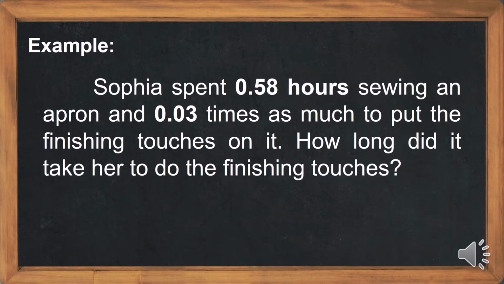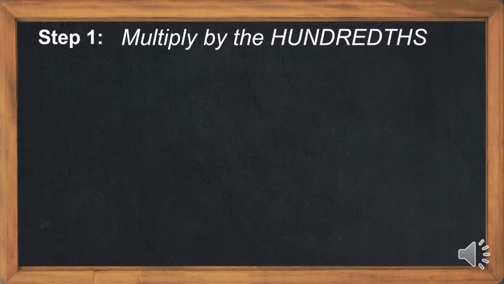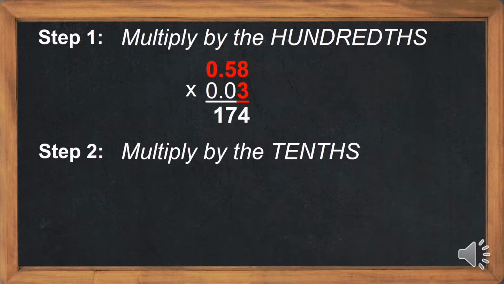Example, Sophia spent 0.58 hours sewing an apron and 0.03 times as much to put the finishing touches on it. How long did it take her to do the finishing touches? To solve the problem, we have the steps to follow. For step number 1, we multiply by the hundredths. 0.58 times 3, 174.